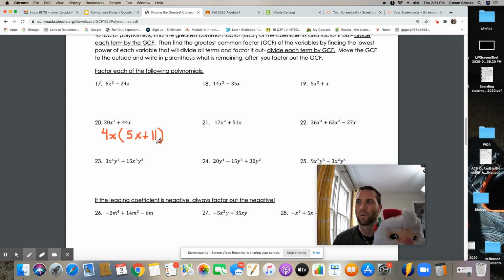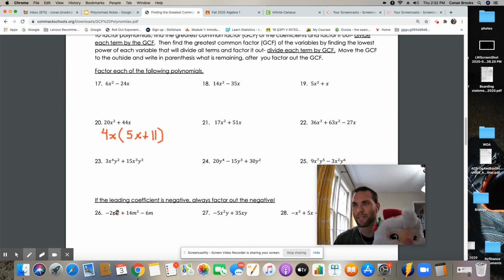Now, one way you can check is if the expression on the inside still has a GCF, then obviously you didn't get the greatest common factor. There should be nothing in common between any of the coefficients on the inside. And if all of your terms inside this factor have x's, then you have another x to pull out, okay?